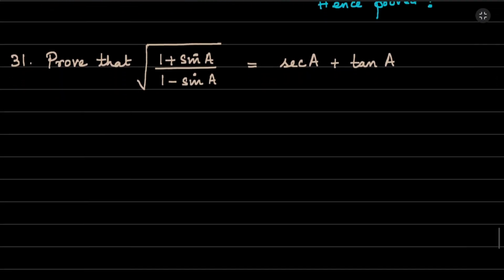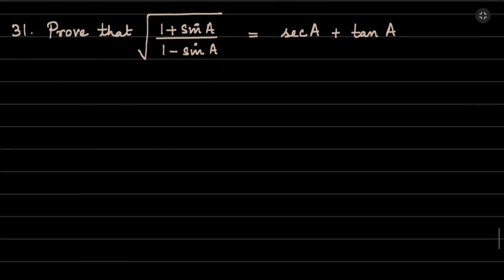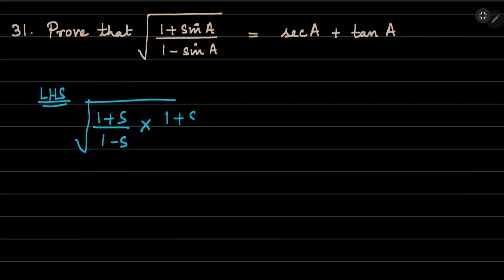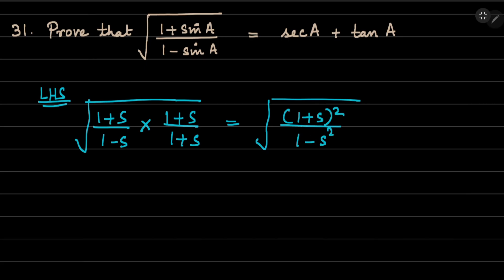Moving on to the next one. Okay. You have to prove that root of 1 plus sine divided by 1 minus sine is equal to secant plus tan. Quite frequently asked. Let's take our LHS and rationalize the denominator. So you have 1 plus sine divided by 1 minus sine, multiply numerator and denominator with 1 plus sine. So what do you get here? Root of 1 plus sine the whole square divided by 1 minus sine square, using a plus b into a minus b. So this is nothing but root of 1 plus sine the whole square divided by cos square.